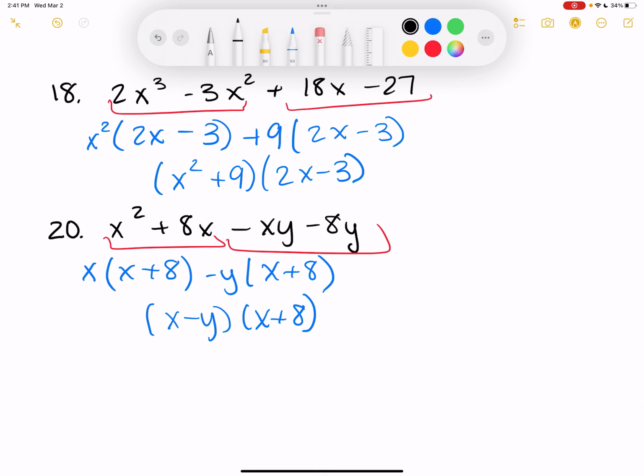Alright, next ones say factor completely. That means that there are multiple steps to do this correctly. So, 24.